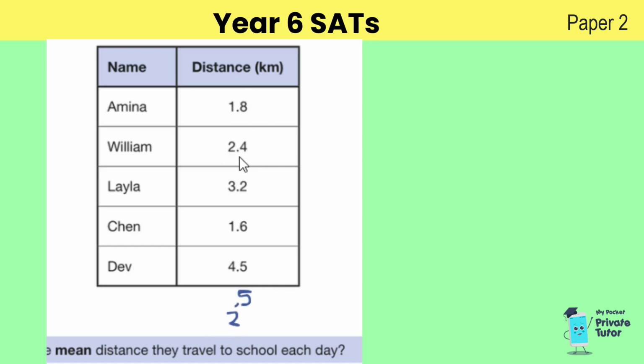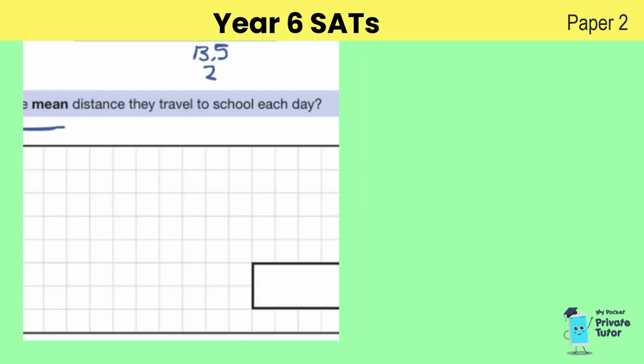Then 1 plus 2 is 3, plus 3 is 6, plus 1 is 7, plus 4 is 11, plus 2 is 13. So we have 13.5 is the combined distance, and then we need to divide that by how many there are. 1, 2, 3, 4, 5. So we're going to do that in a bus stop. 13.5 divided by 5, and pop that in a bus stop.